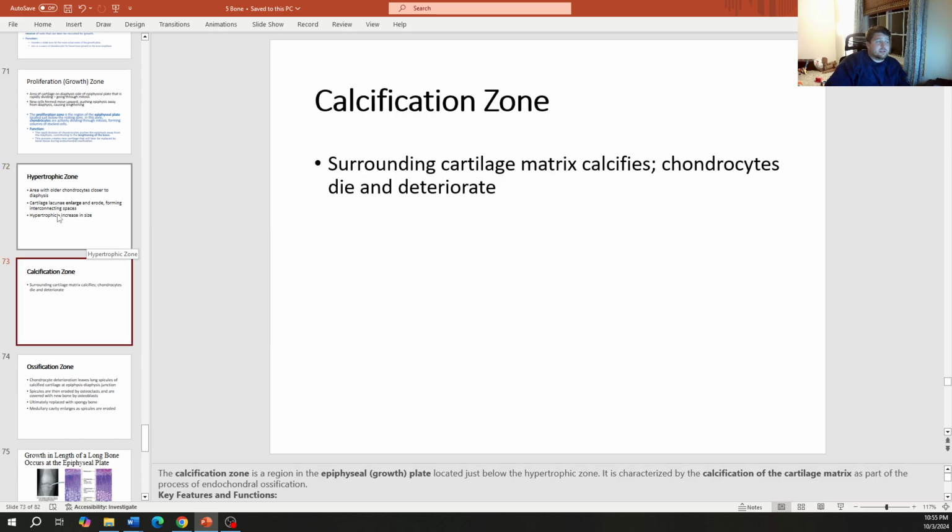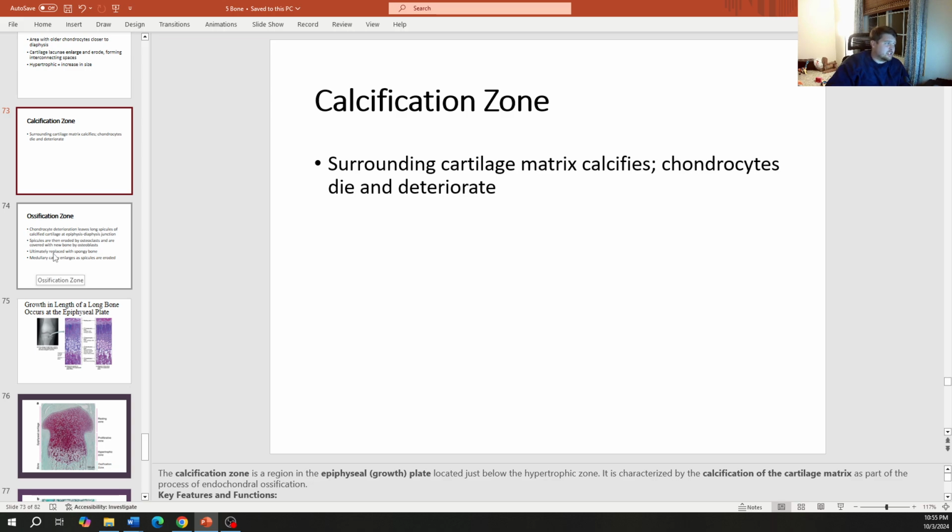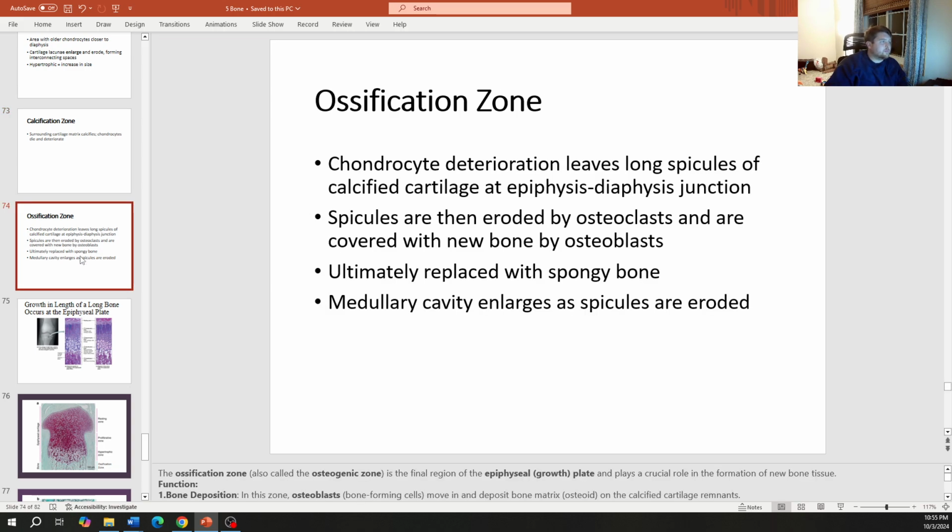Then we have the calcification zone, where things are starting to get calcified. The chondrocytes are dying, deteriorating to make way for the osteocytes. And then finally, the ossification zone, where the osteoblasts and osteoclasts are actually coming in and doing their thing.